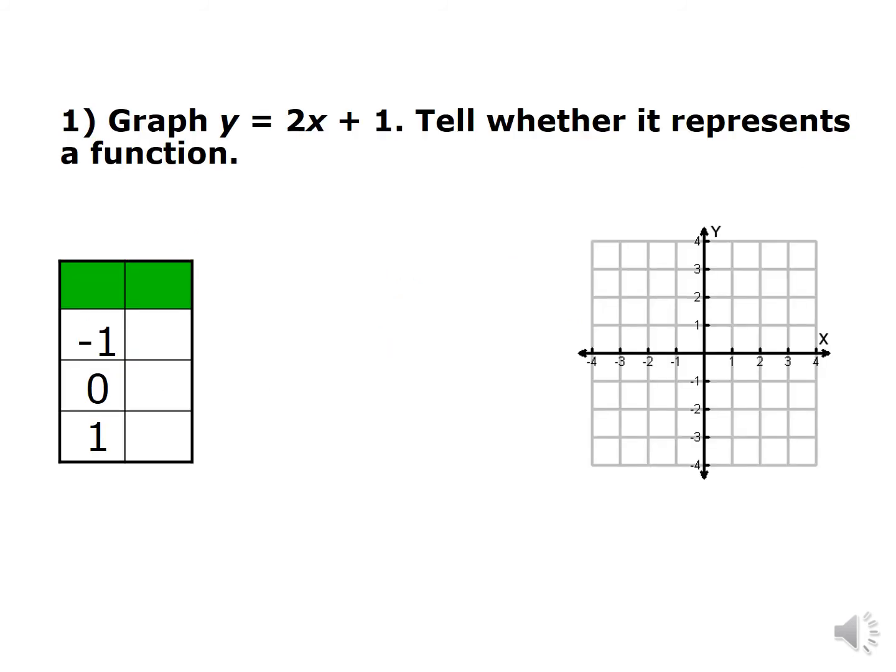Okay, so if we were going to graph this, we would plug in x = -1: 2 times negative 1 plus 1 would be negative 2 plus 1, which is negative 1. Plug in 0, we get 0 plus 1, which is 1, and we plug in 1, and we get 2 plus 1, which is 3. Then we put those points on our graph, and we draw our line.